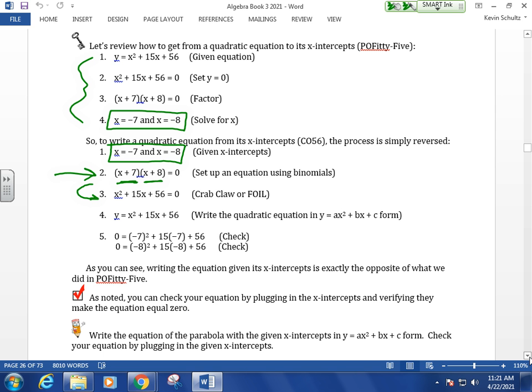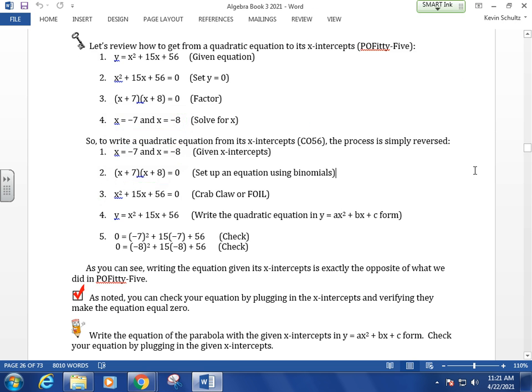Okay? So really the only new part of CO56 is going from the x-intercepts to our binomials, to our parentheses, because once you get there, it's foil, crab claw, box. Right?